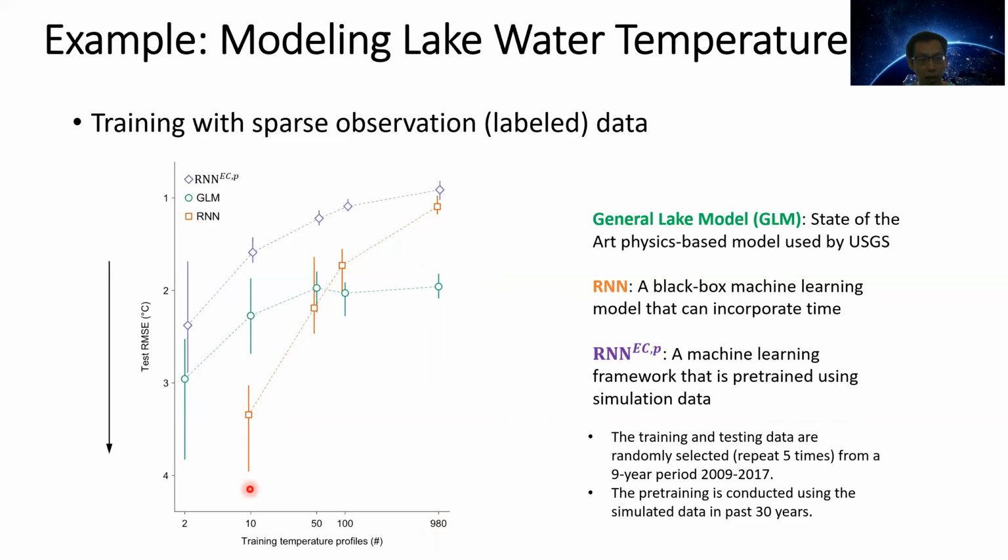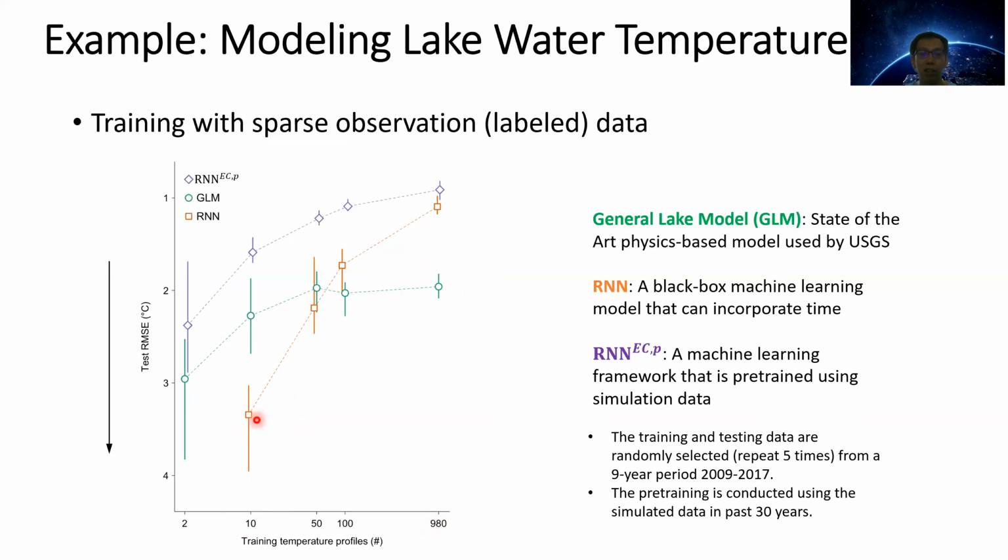But on the other hand, if we only use a very small amount of training data, then we can see this machine learning model performs much worse. The reason is that these machine learning models can easily overfit the training data. But the GRM, the DK-based model, has relatively stable performance, because it mostly relies on general physical relationships. And by combining these two types of models, or by doing this pre-training, we got this top curve.